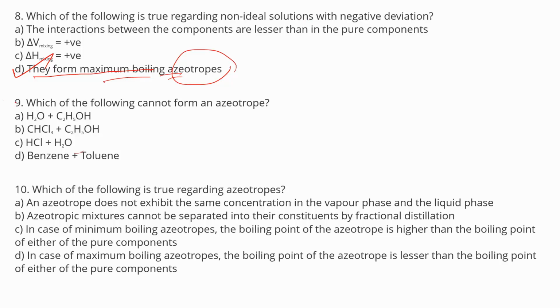Now, which of the following cannot form an azeotrope? That is the ideal solution; an ideal solution cannot form azeotropes. So among these four, which is ideal? The ideal one is benzene and toluene, because they follow Raoult's law. HCl and water do not follow it, chloroform and ethanol do not follow it, and water and ethanol do not follow it. That's why option D will be the correct answer.